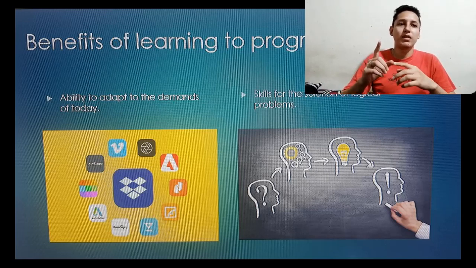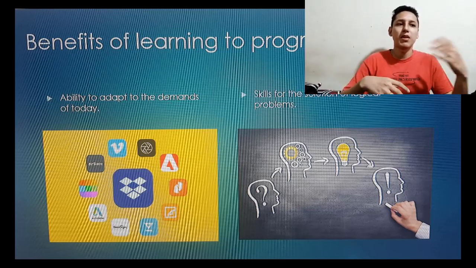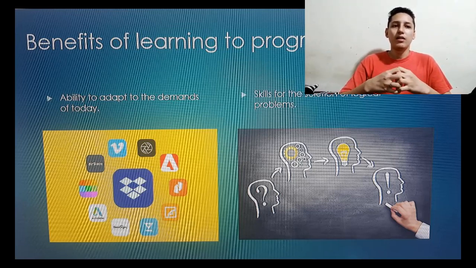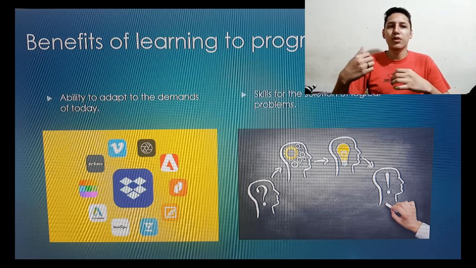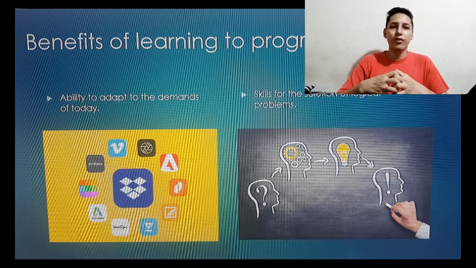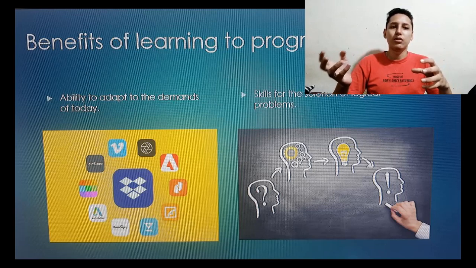The first benefit of studying this subject is the ability to adapt to the demands of today. Today, technology is in all fields, and learning the basics of how to program correctly gives you the skills that in the future will facilitate the learning of most of the programs that we will handle throughout our academic and professional life.